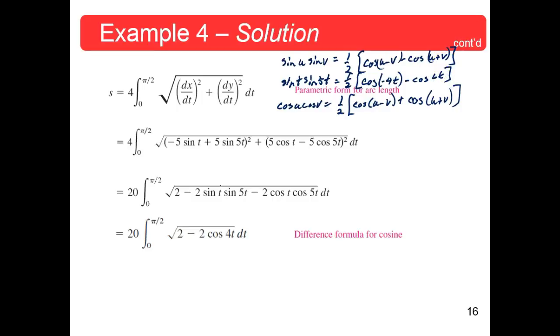All right. Let's do the cosine of t cosine 5t. That would be 1/2 cosine of minus 4t plus cosine of 6t. What do you think? In agreement? Yay or nay?